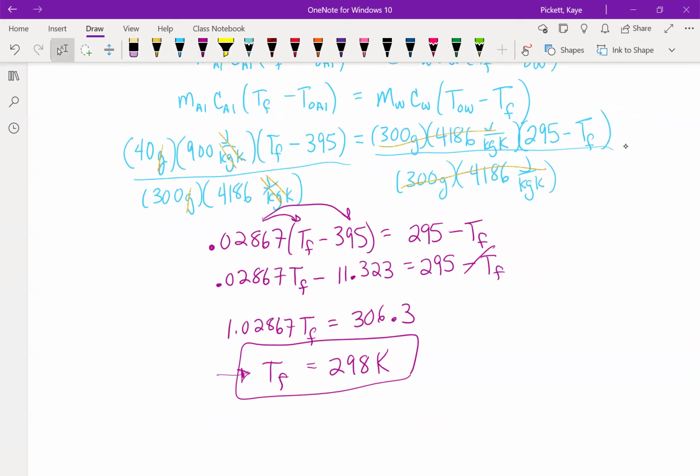Okay, our next topic of conversation will be calorimetry with phase changes, because that makes life a little different when we actually change phase. And then we'll talk about the rate of heat transfer and conduction. So those are going to be the topics for the next couple of lessons.